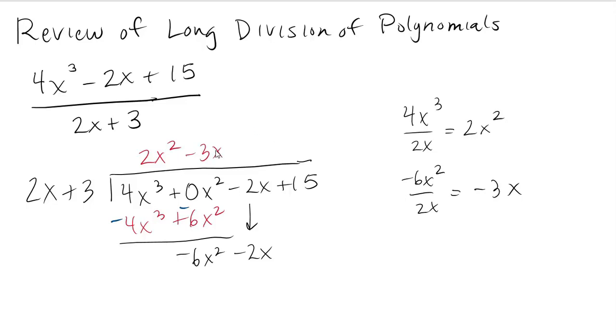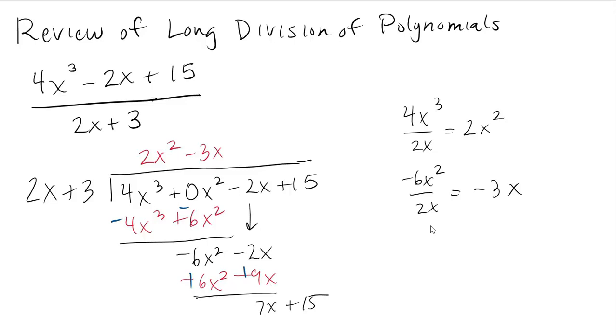I multiply down. Negative 3x times 3 is negative 9x. Negative 3x times 2x is negative 6x squared. It better be, or else we messed up. These are supposed to cancel. I'm subtracting, so I switch the signs. The squared terms cancel away. Negative 2x plus 9x is 7x plus 15.